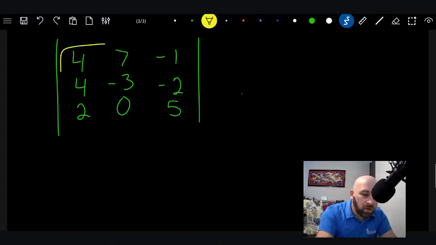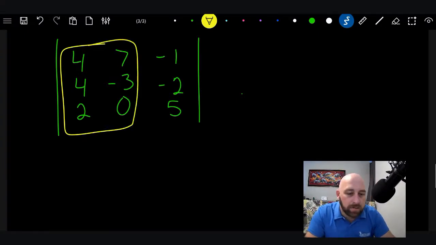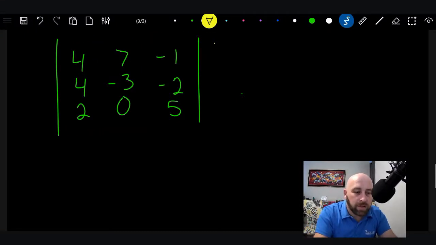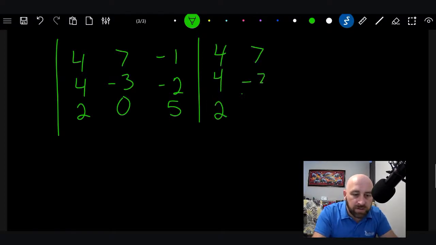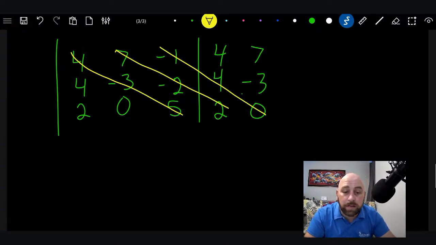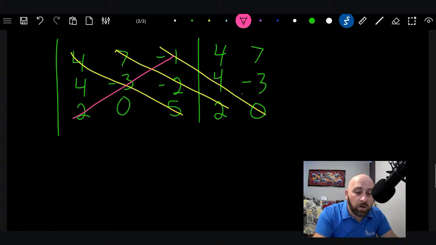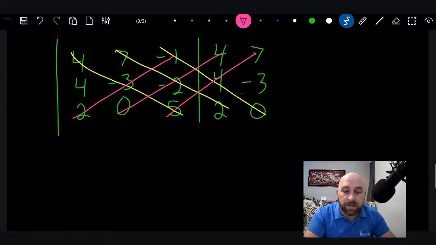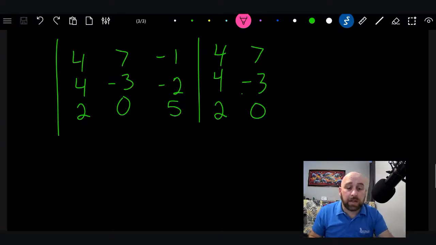Here's what we do. We take these 2 columns right here, and we reproduce them over here. We just rewrite them. I'll write it in green: 4, 4, 2, 7, negative 3, 0. Now watch what that allows us to do. We've got 3 in that diagonal, 3 in that diagonal, and 3 in that diagonal. And then look, our antidiagonals. We have 1 antidiagonal, 2 antidiagonals, 3 antidiagonals. So what it does is it basically completes the matrix for us and allows us to find the determinant.